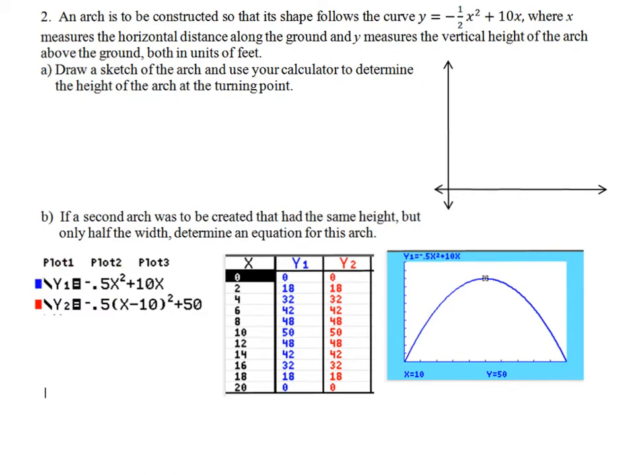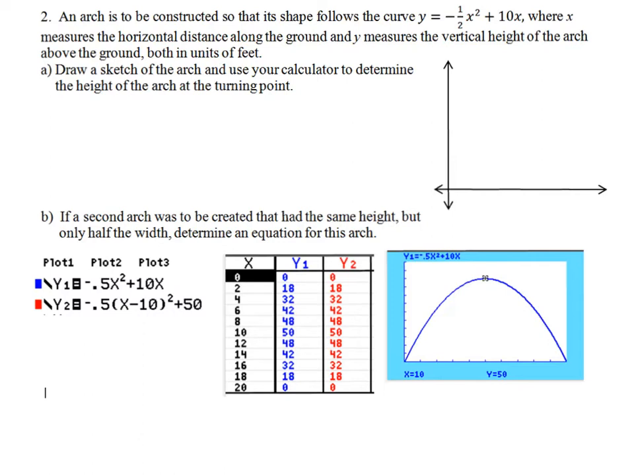An arch is to be constructed so that its shape follows the curve y equals -1/2 x squared plus 10x. X measures the horizontal distance along the ground, and y measures the vertical height of the arch above the ground. Both of these are measured in feet. So it says to draw a sketch of the arch, use your calculator to determine the height of the arch at the turning point. So it's nice and easy to enter this into my calculator. So in y1 I put -0.5 x squared plus 10x. We'll get to what's in y2 in a few minutes.